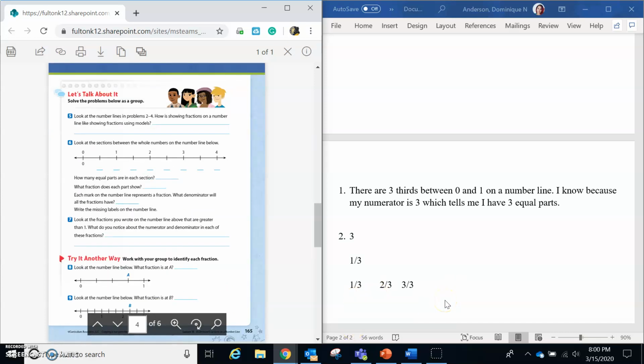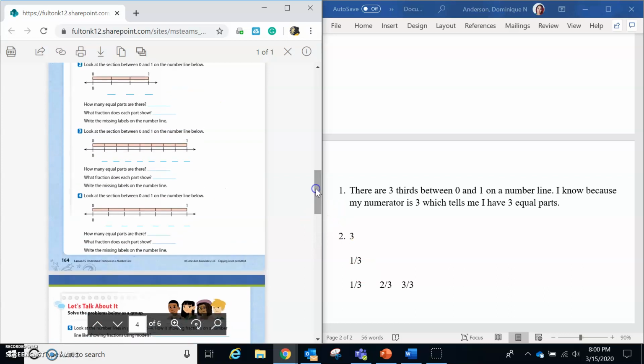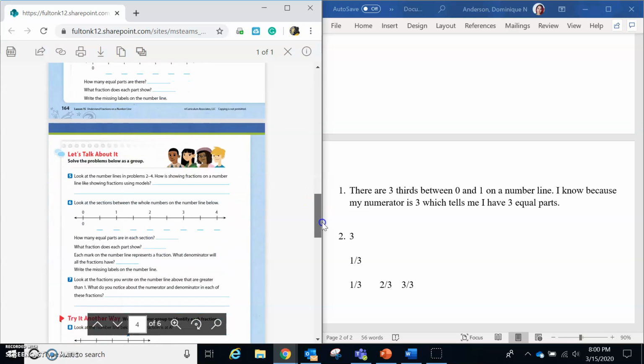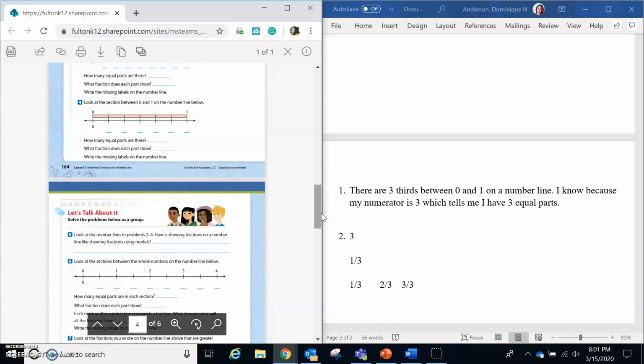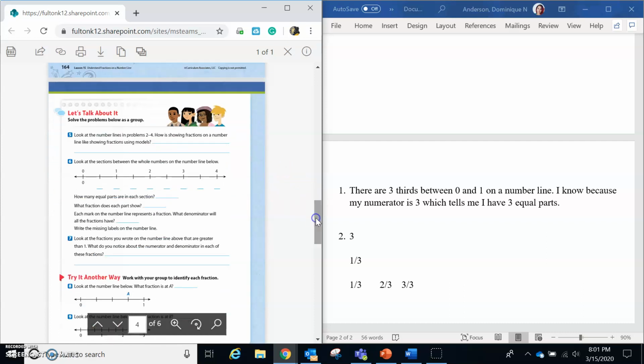Alrighty. Number 5. It says look at the number lines in problems 2 through 4. How is showing fractions on a number line like showing fractions using models? So just how we did here. How is using the number line the same as when we did it yesterday when we had these shapes? I want us to think. When we had our shapes, we showed equal parts, right? And now with our number line, we're showing equal parts.